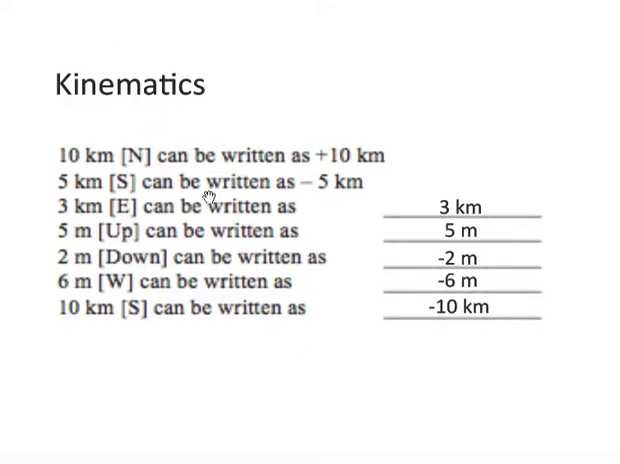All right. I've assumed you've tried these questions, and here are the solutions. 5 meters up, positive 5. It's understood. 2 meters down. Well, down is opposite up, so we use a negative to represent that. And west is opposite east, so once again we use a negative to represent that.